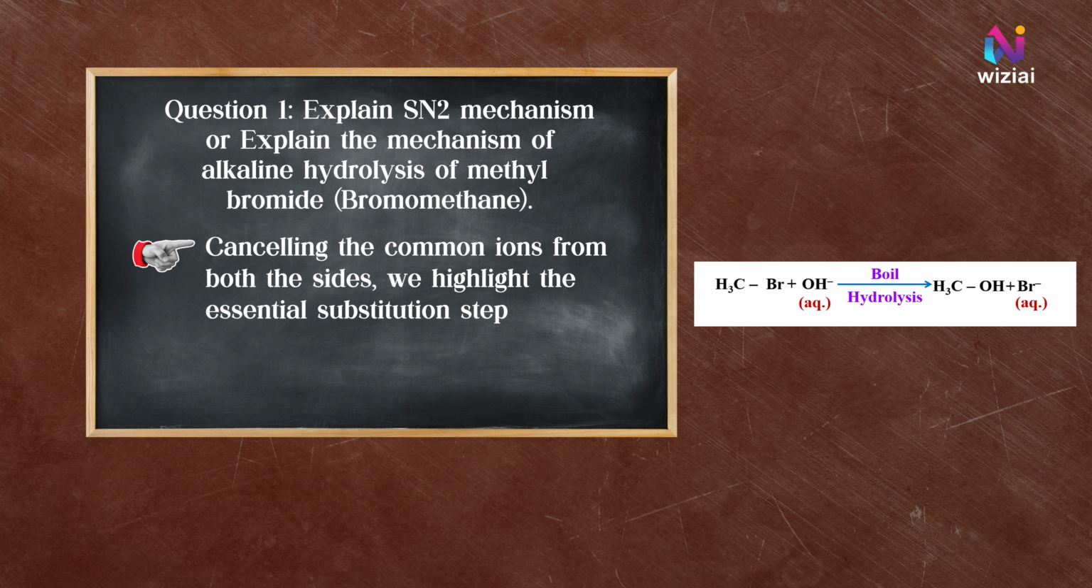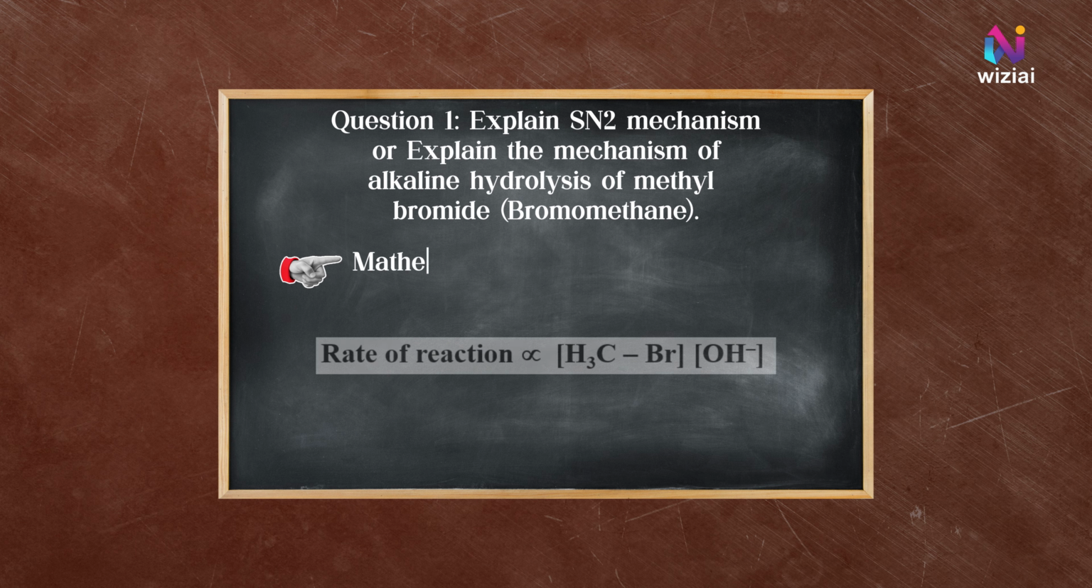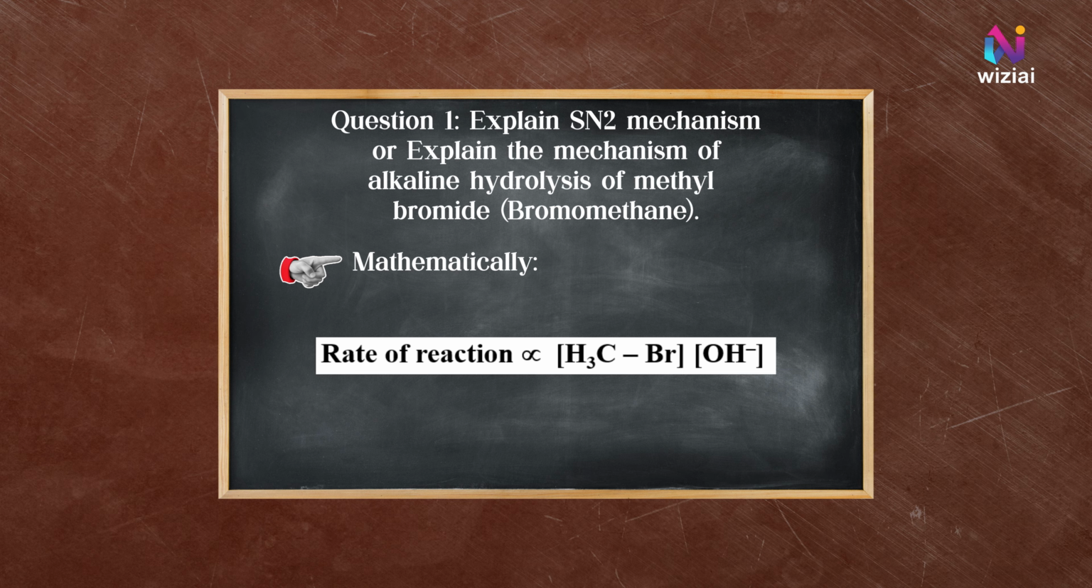The rate of this reaction depends on the concentration of both reactants, the substrate and the nucleophile. Mathematically, the rate is directly proportional to the concentration of methyl bromide as well as hydroxide ions. This is the hallmark of a bimolecular reaction and is the reason why the reaction is called SN2.